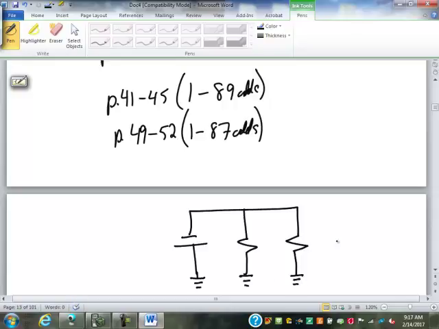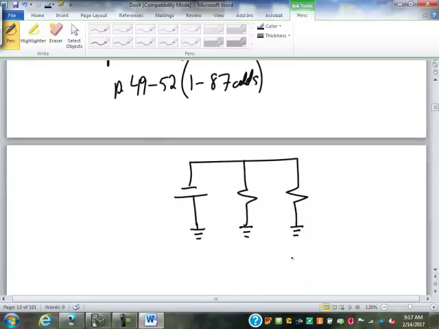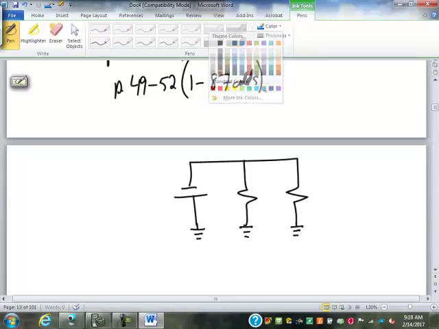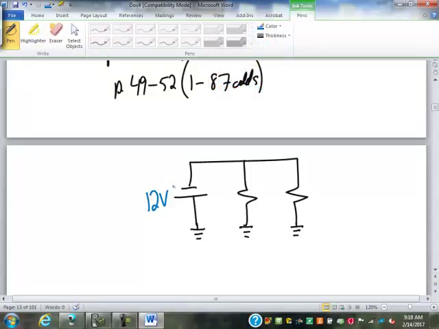Are you doing your circuits to ground, or are you still doing continuous loops? Circuit to ground. So yours would look like this. This is parallel. This is your power source, that's your battery. These are your resistors.